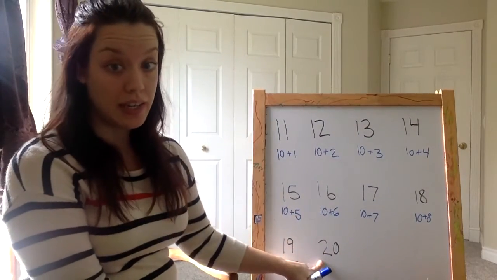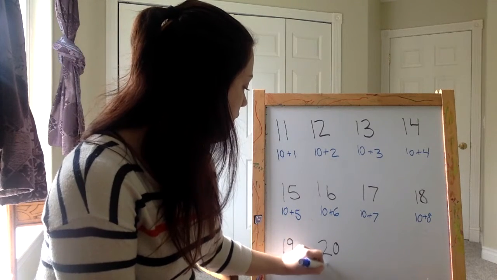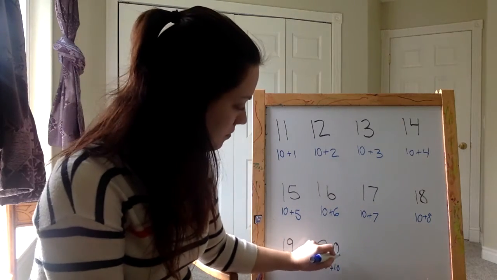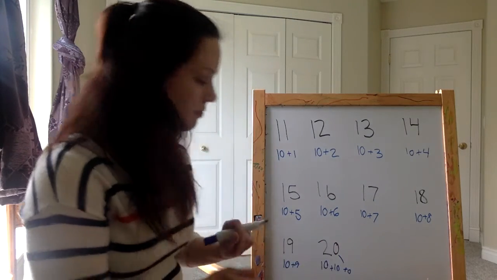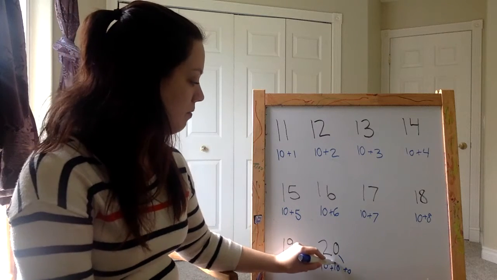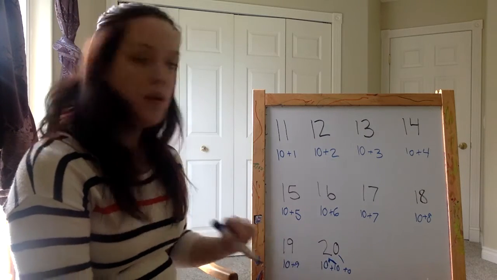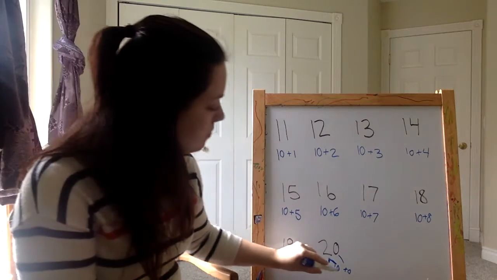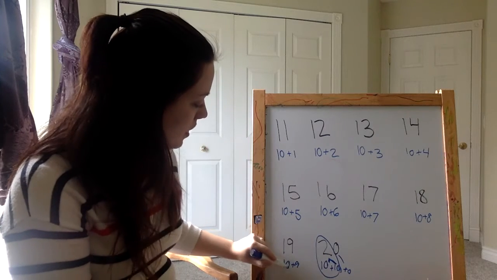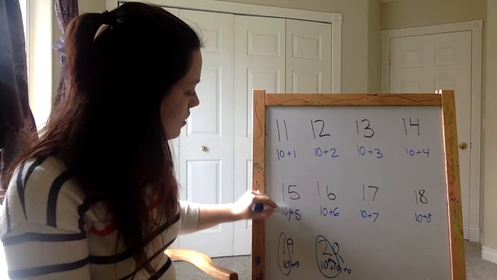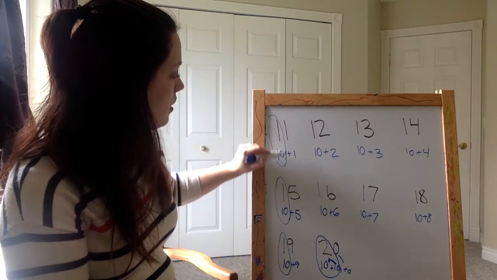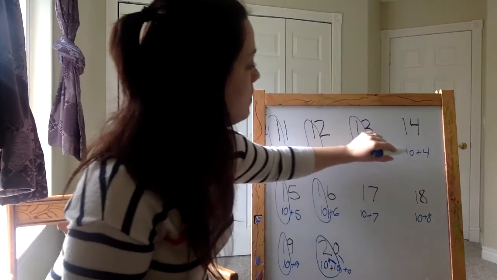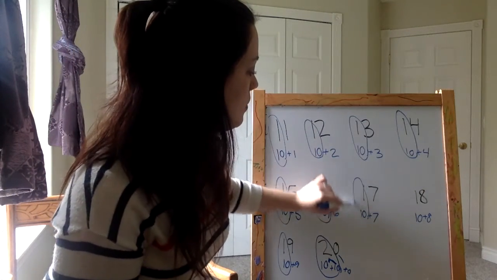When we get to 20, we have 10 and 10 and 0 extras because these two 10s go together. 1 10 and 1 10 make 2 10s, and that's where that 2 comes from. It's 2 10s, where on all the other numbers there's just 1 10 and some extras. Okay?